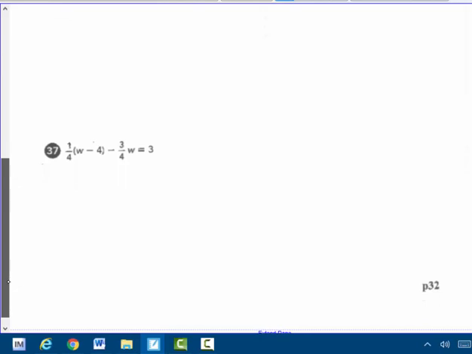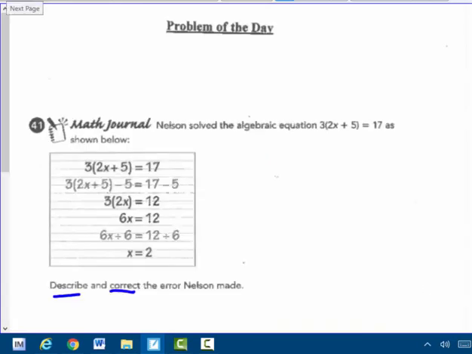And also this question number 37. Please do a check on this problem. So you're going to do these two problems on your own. We'll go over them in class. Let's go on to the next page.